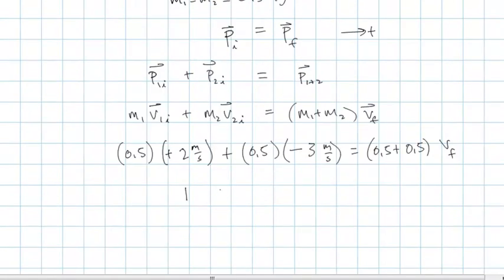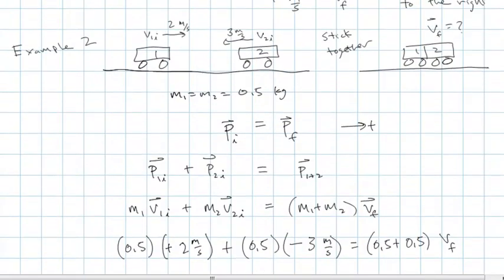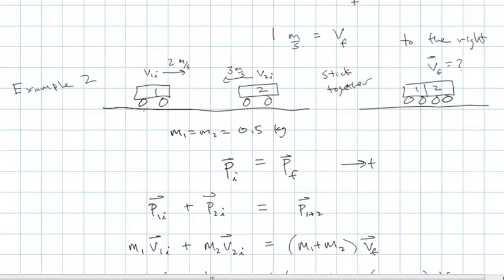1 minus 1.5 equals V final. So negative 0.5 meters per second is V final. The direction is in the negative direction. That means it is to the left. And that makes sense. If M1 and M2 both have the same mass, and M2 is going faster than M1, it's going to win in this collision, and the combined system at the end will be moving to the left.